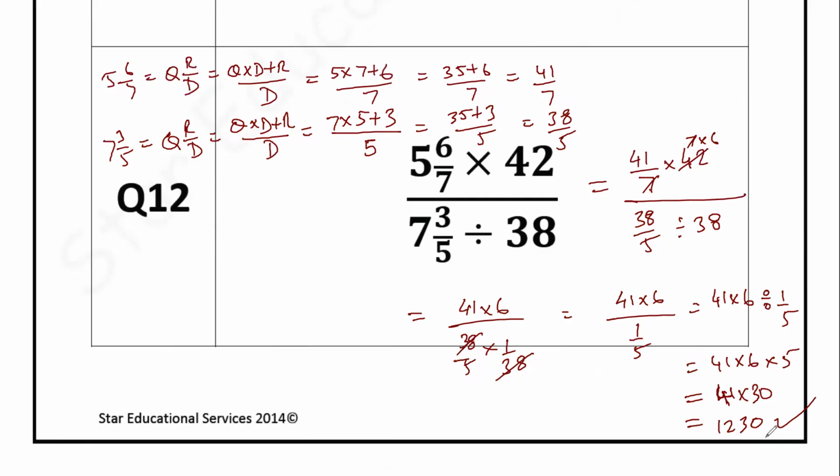You can do your math. Just multiply with 3 and then multiply with 0. So 3 ones are 3, 3 fours are 12. And then just add a 0 and you'll get your answer.